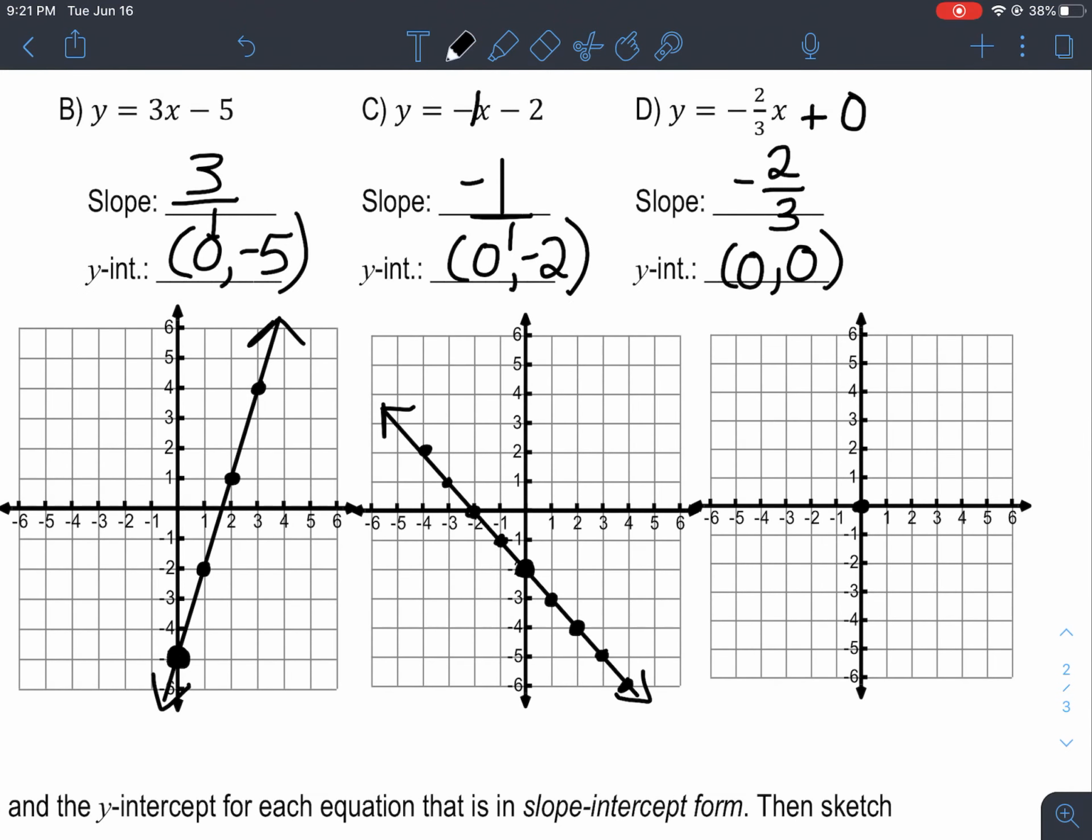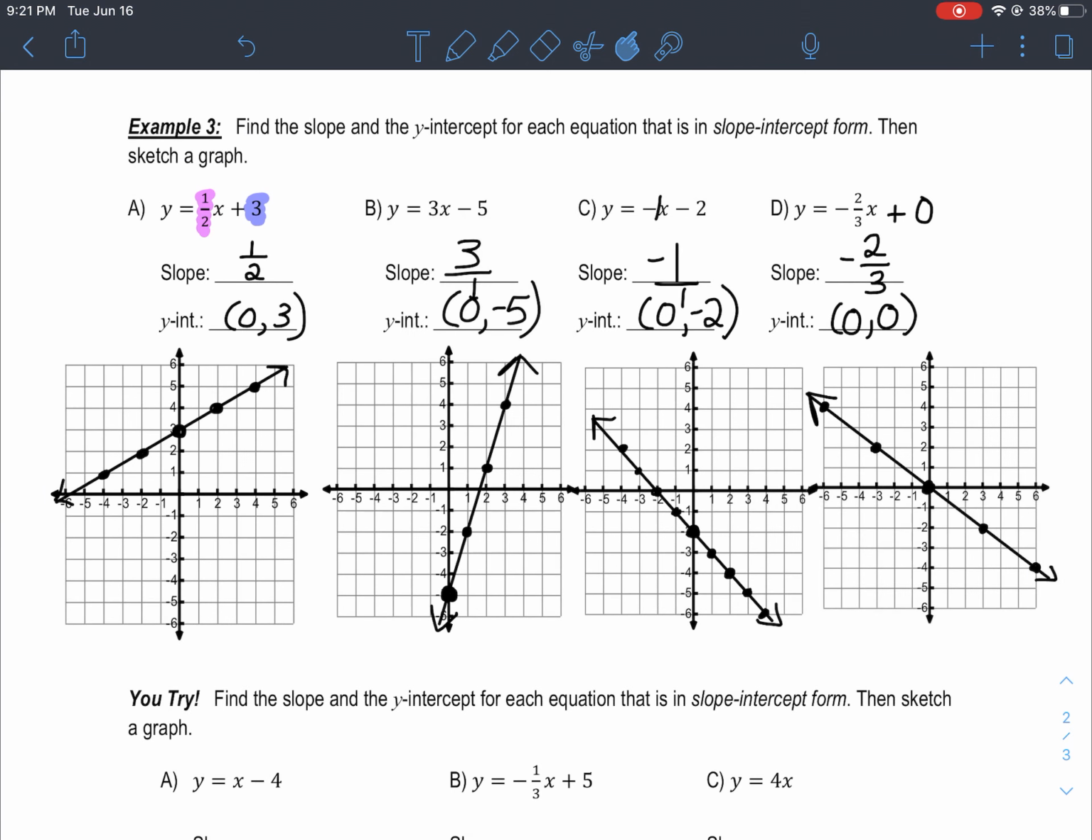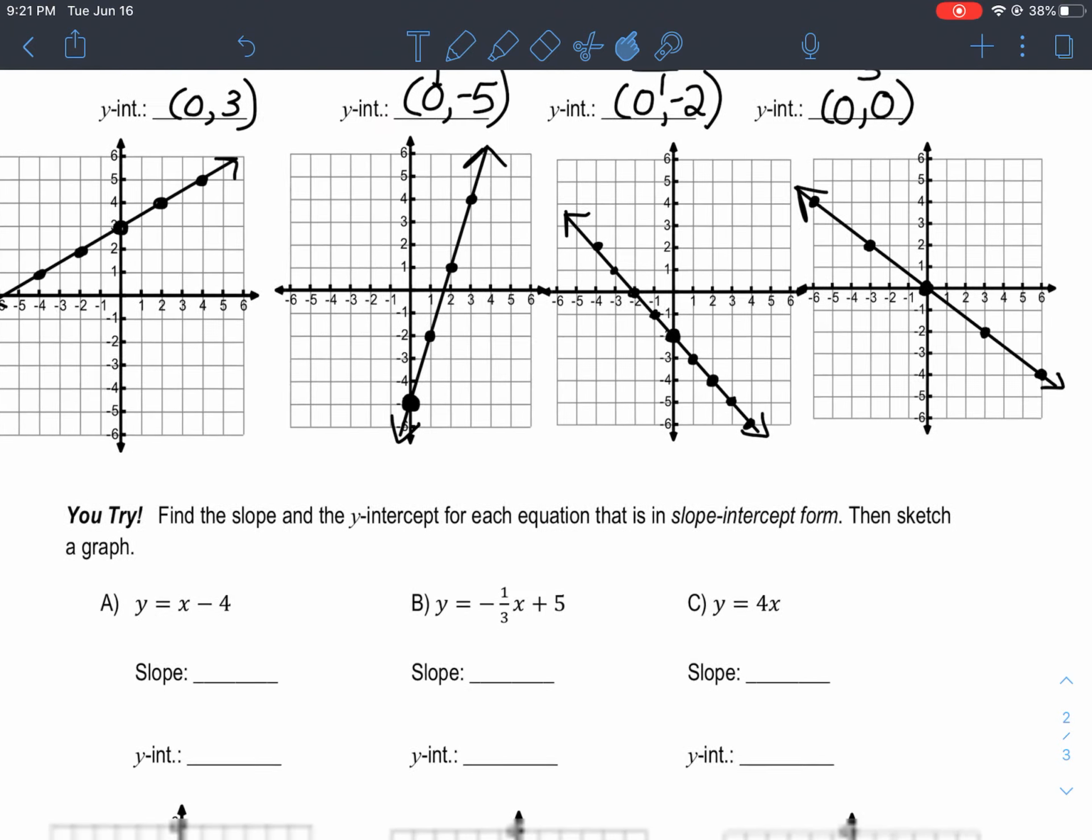And then our last one here, we start at the origin, 0, 0, right in the middle, and we go down 2, right 3. To get points on the other side, exact opposite, up and left. Up 2, left 3. And then just connect your points. Okay, so there we have it. That's how you graph a line when it's in slope-intercept form.